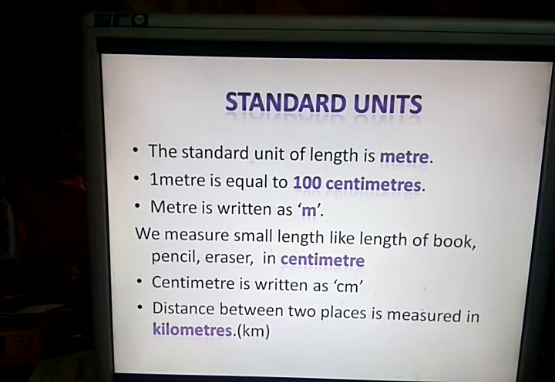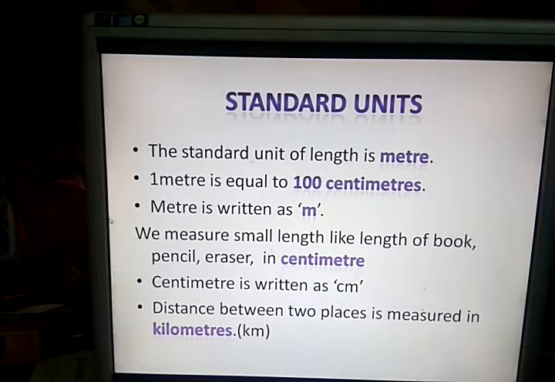Standard units for measuring length. The standard unit of length is the meter. The standard unit of measuring length is the meter. 1 meter is equal to 100 centimeters. Meter is written as m.